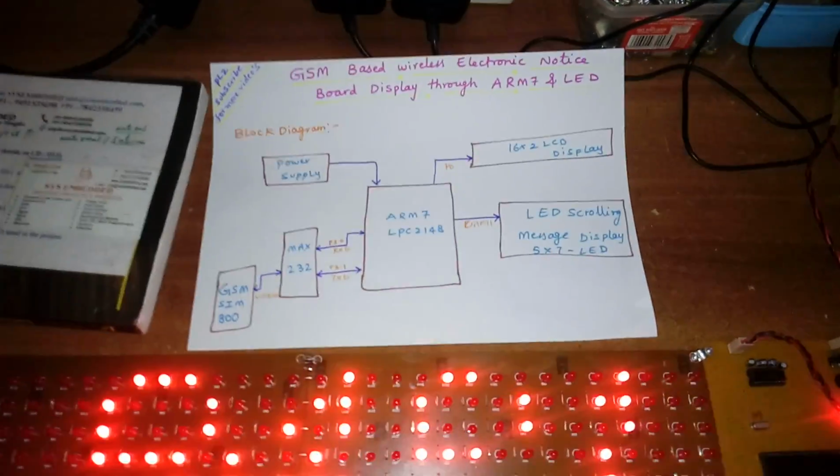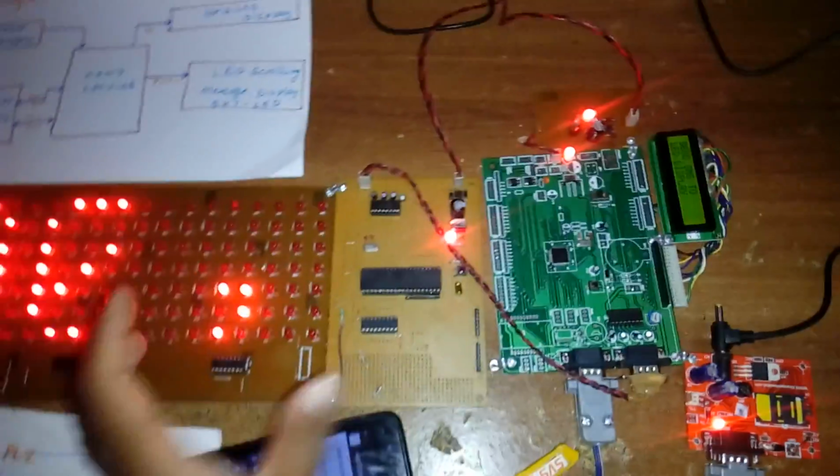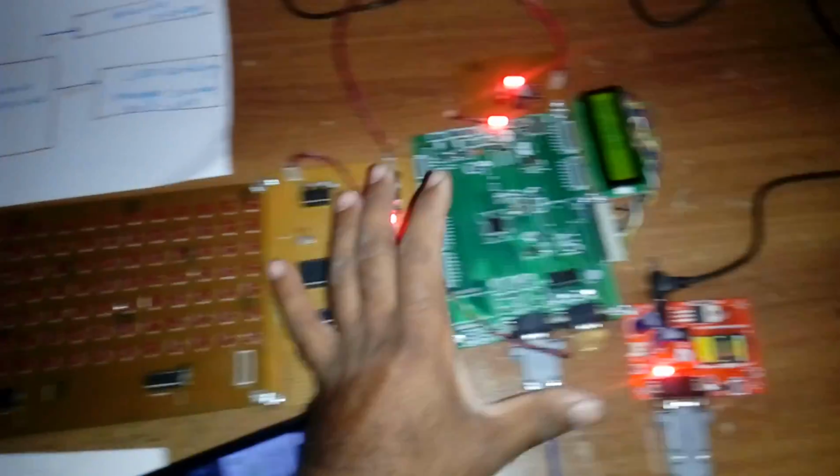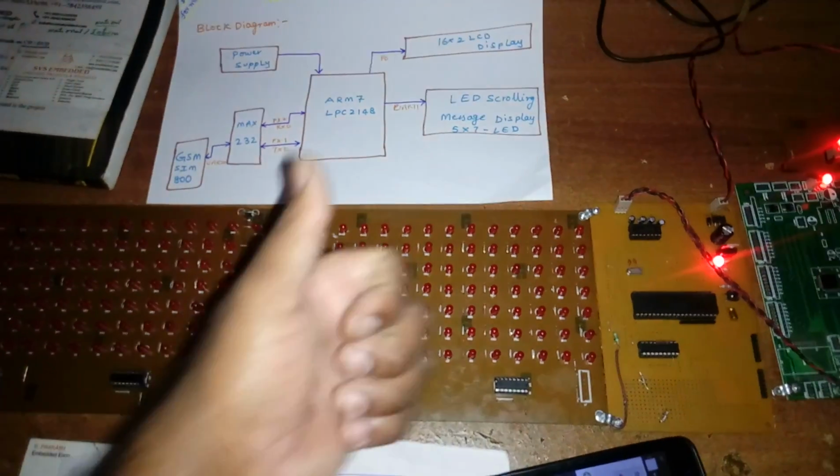This is a student requirement, GSM based wireless electronic notice board display through ARM7 and LED. This is one part, and this is the other part. It will receive the data and update the data onto the LED scrolling display board. Thank you.